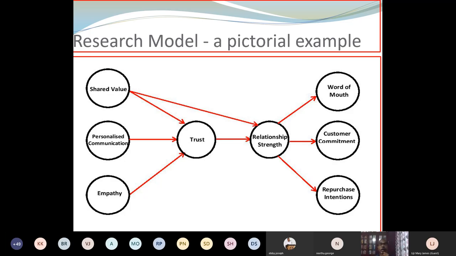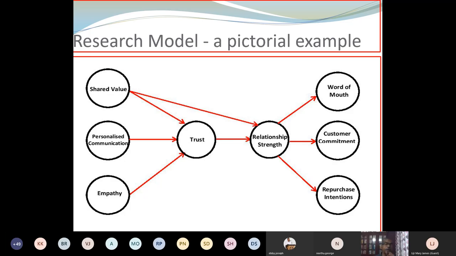What I meant here is, trust is an important factor that influences the relationship strength. What I propose is, customer relationship strength in a banking company is being influenced by trust, first of all. And the trust is being influenced by shared value, personalized communication, and empathy. Trust is being influenced by shared value, personalized communication, and empathy.